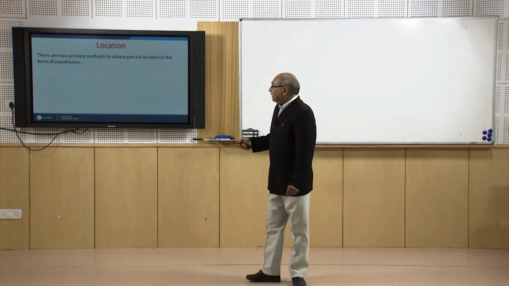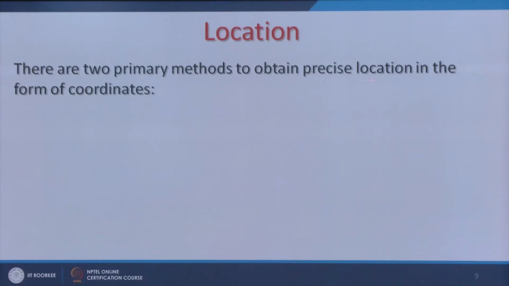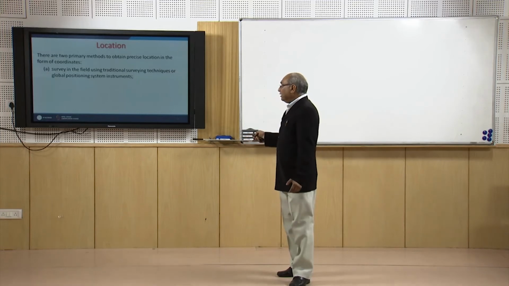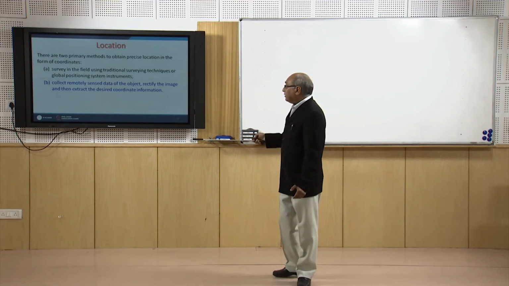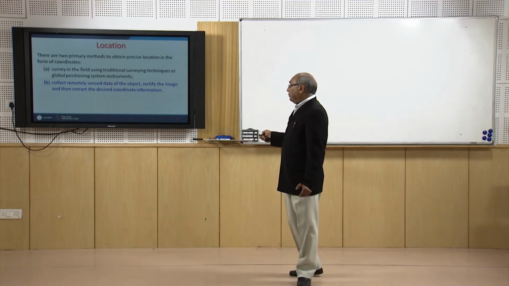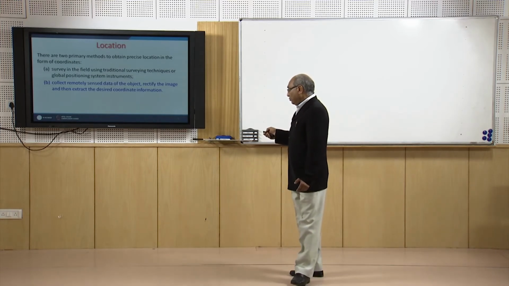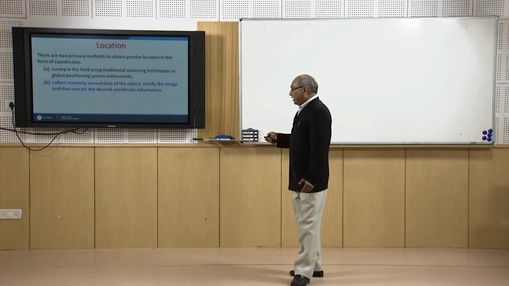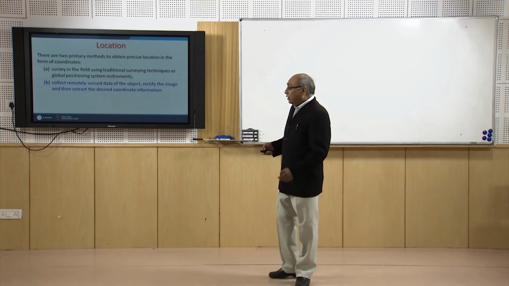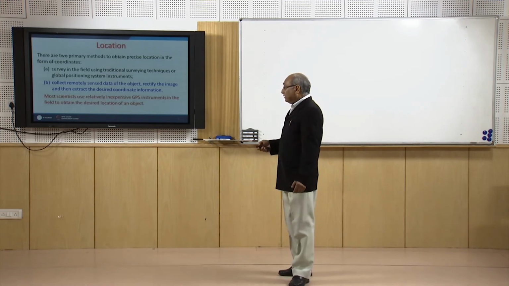First, location. There are two primary methods to obtain precise location in the form of coordinates. One is using a survey in the field, using traditional survey techniques or, nowadays, navigation systems like GPS instruments. Or collect remote sensing data of the object and rectify the image. Rectify means here making it geometrically corrected, or doing the georeferencing, and then extract the desired coordinate information. So location is very much required as one of the keys of image interpretation.